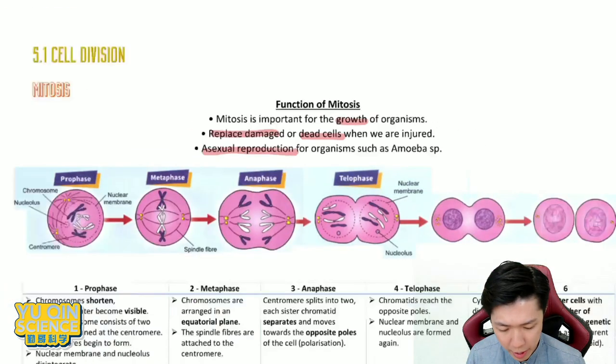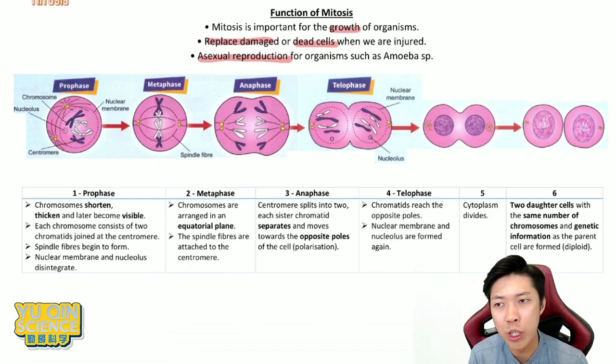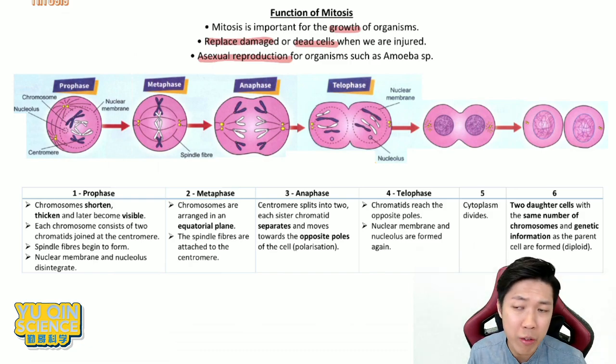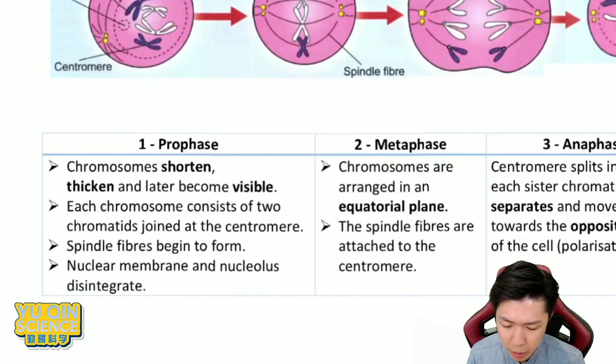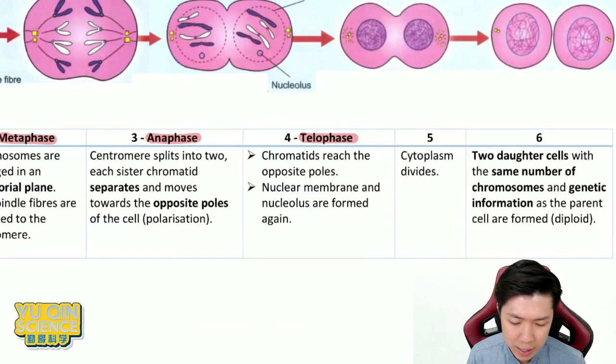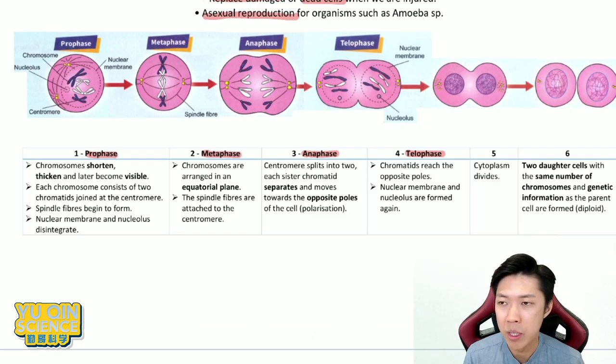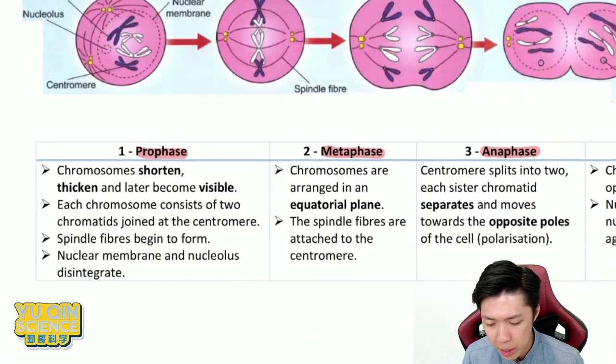Okay, all right. So mitosis stages. For mitosis and meiosis, the most important thing is you must remember the stages. 次序很重要, okay? So that's a way for you to remember them. But first of all, let's get to know their names. First one will be prophase. Second one, metaphase. Third one, anaphase. Fourth, telophase, and the fifth and sixth show you what happens at the end. So basically we have only four phases in our syllabus. So that's a way to remember it.